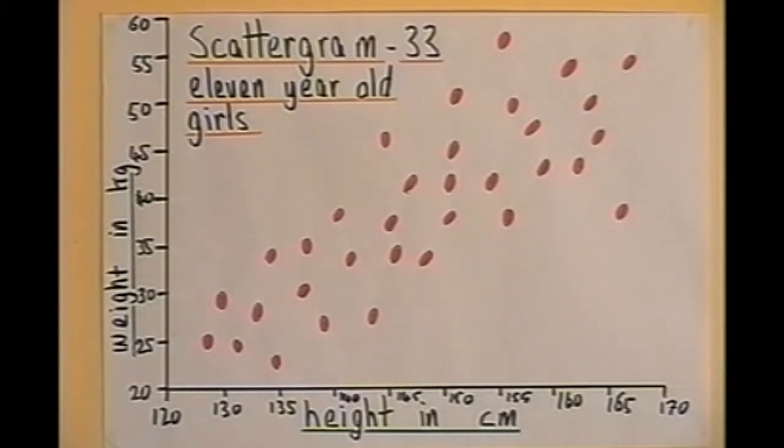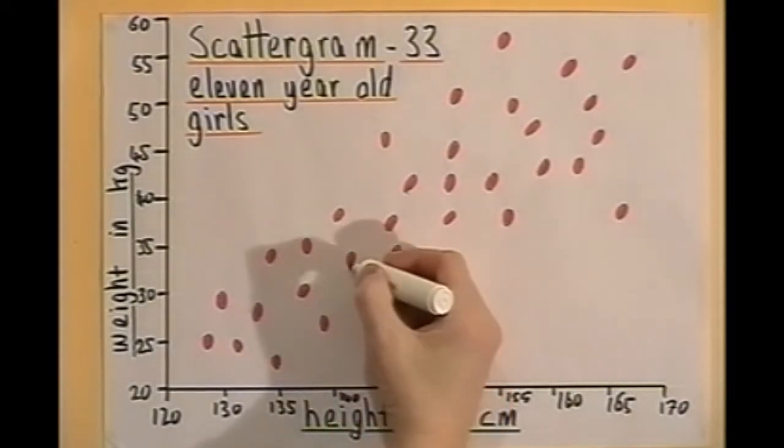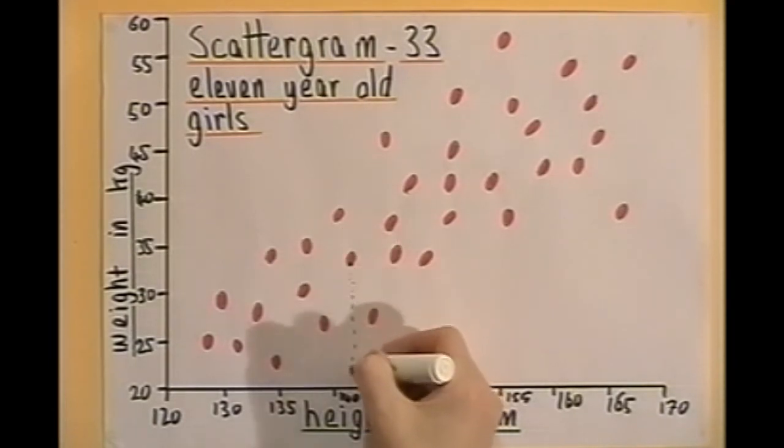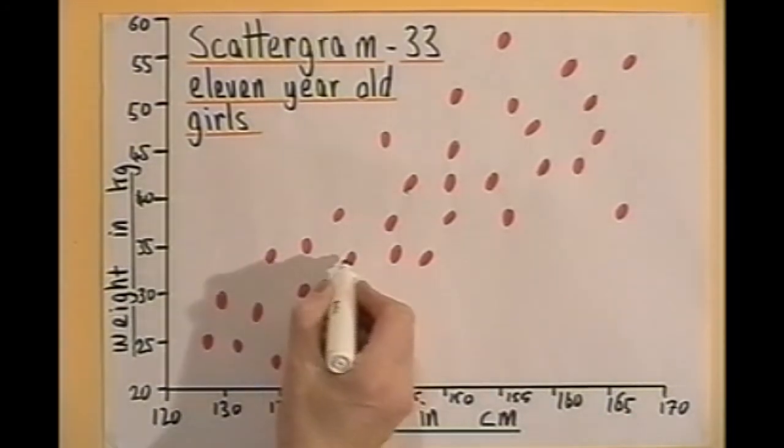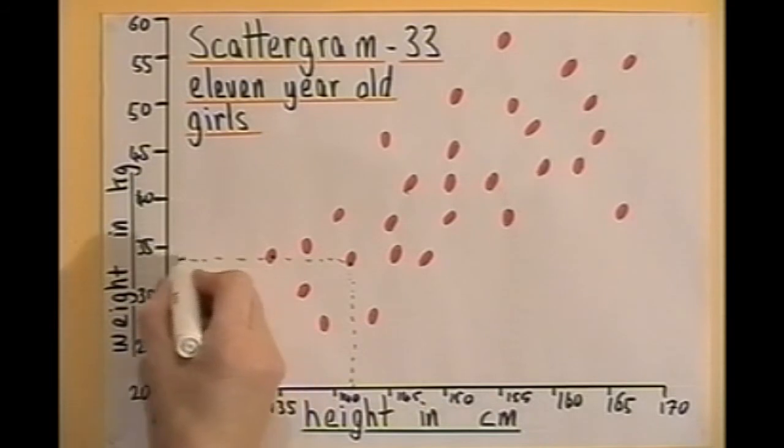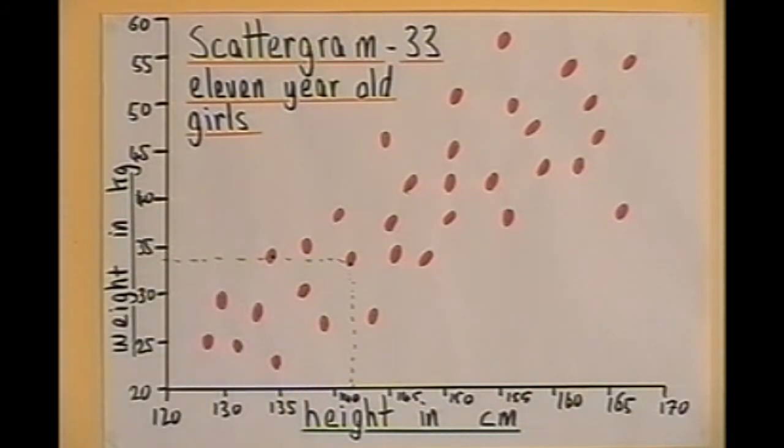So let's take this girl here for example. Well, this girl, we can see that her height is about 142 centimetres, and her weight, well, it's about 34 kilograms. So each data point represents a girl, and because it's a bivariate scattergram, each data point is giving us 2 pieces of information on each individual girl.